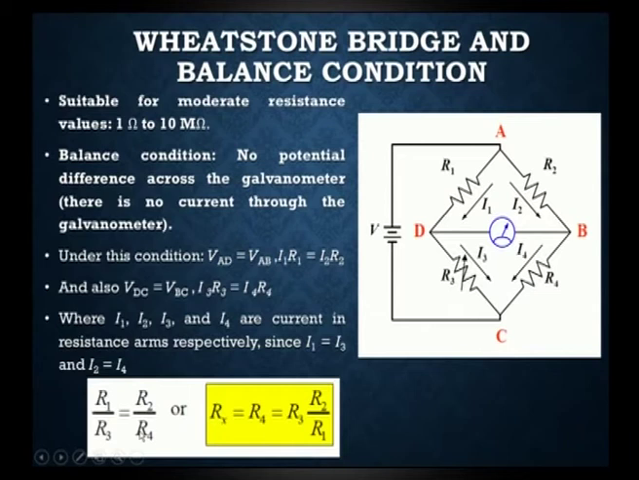If we want to find the resistance R4, we can do so by rearranging this formula. If it is Rx, that is R4, then Rx is equal to R3 into R2 divided by R1. Similarly, we can find any resistance by knowing the other 3 resistance values, so we can find the one unknown value of resistance. With an example we can understand the concept of the Wheatstone bridge better.